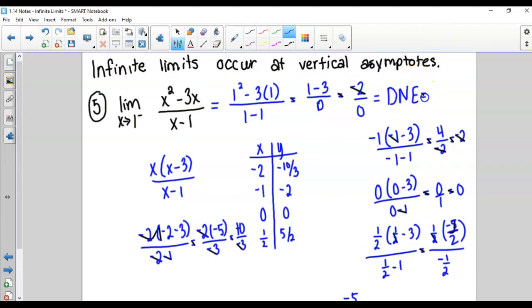That is true. But look at this. What is it doing? It's just going crazy. I'm not touching anything.